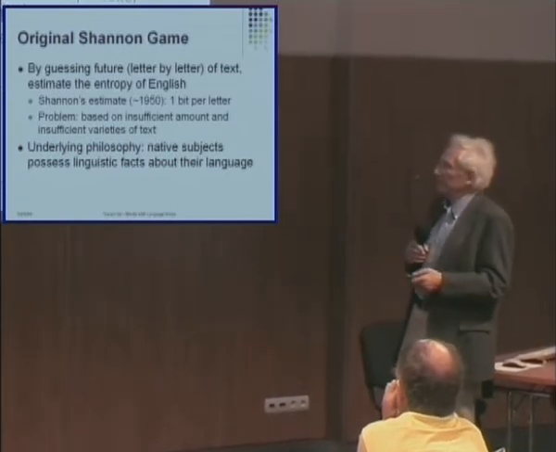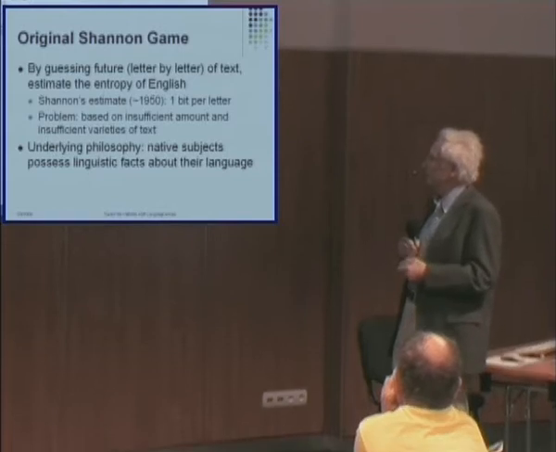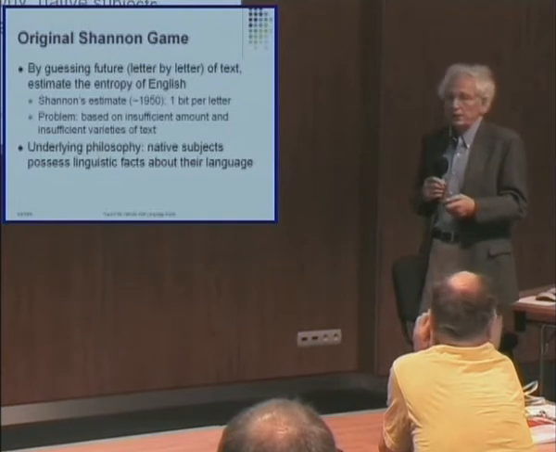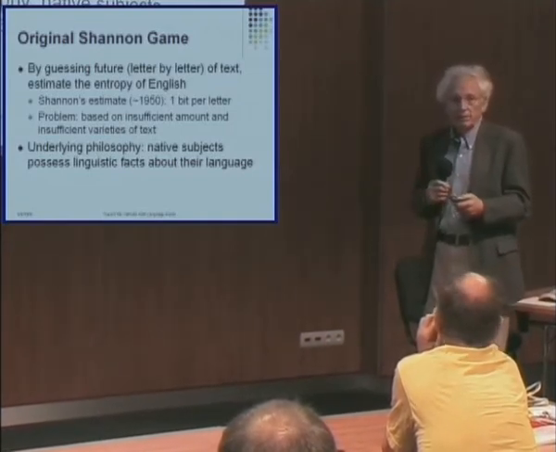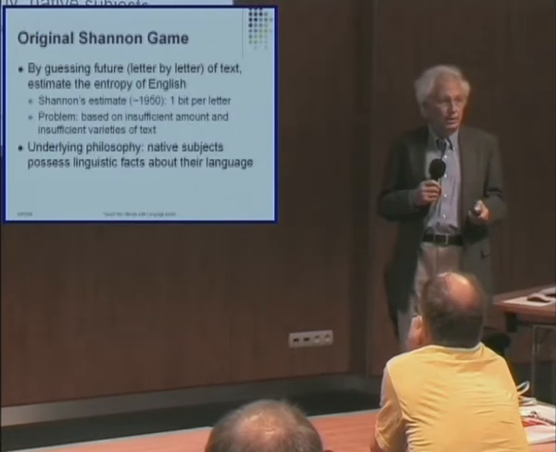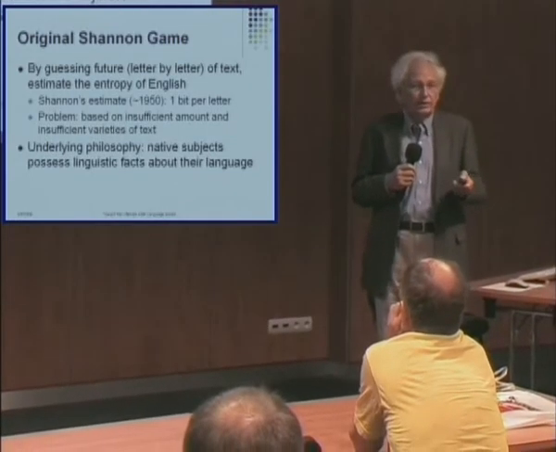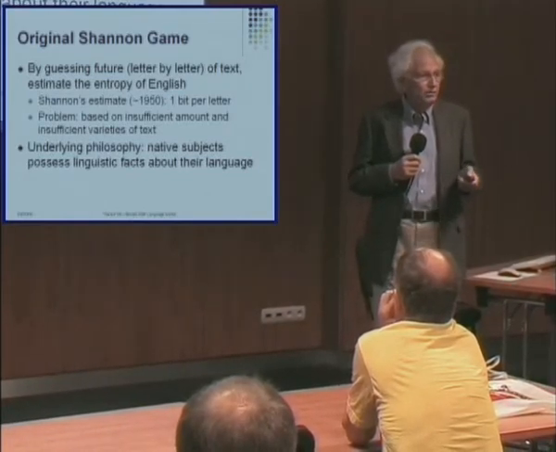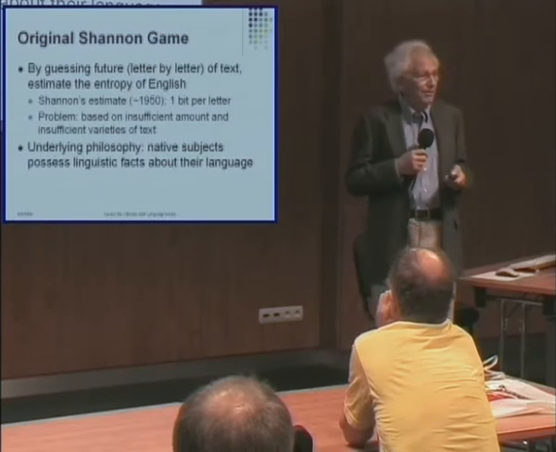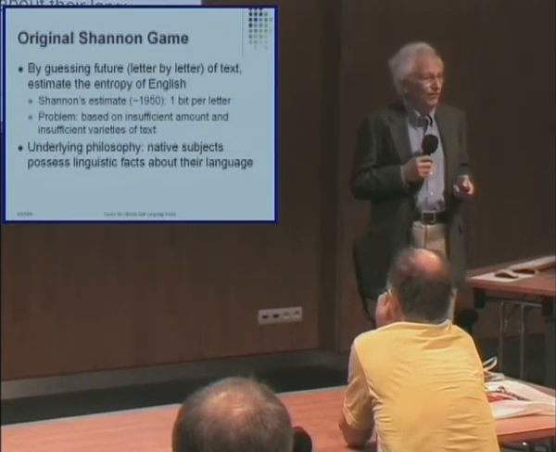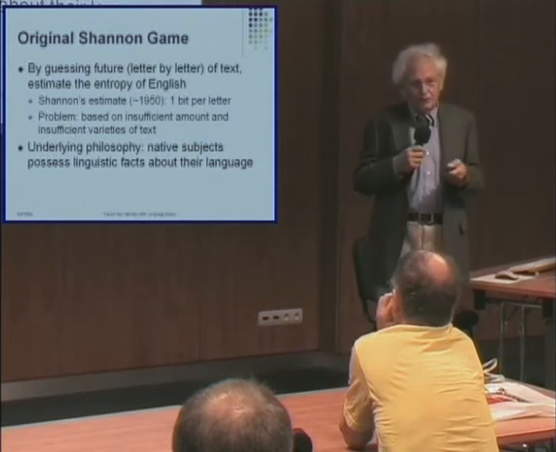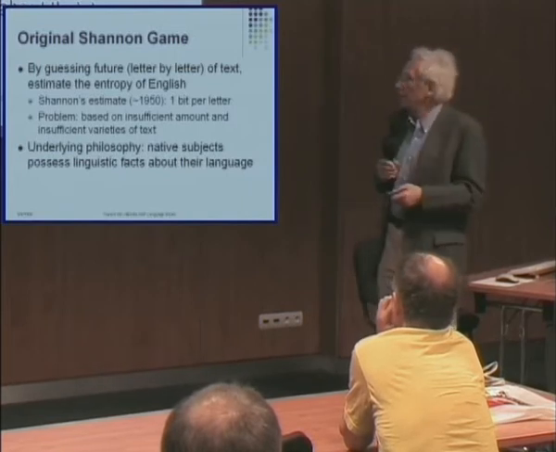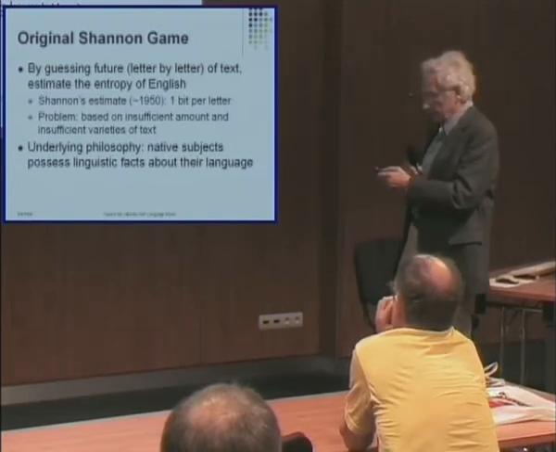But in any case, the way this estimate was done was by having an underlying philosophy, and that philosophy was that you make the estimate by measuring the performance of human beings trying to guess what the next word is. All right? The idea was that native speakers of the language have the best language model that could be had, because they are capable of English and they've been born with it, etc. That's how the estimate was obtained.